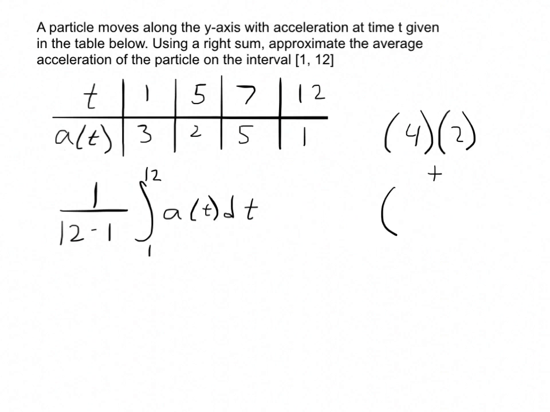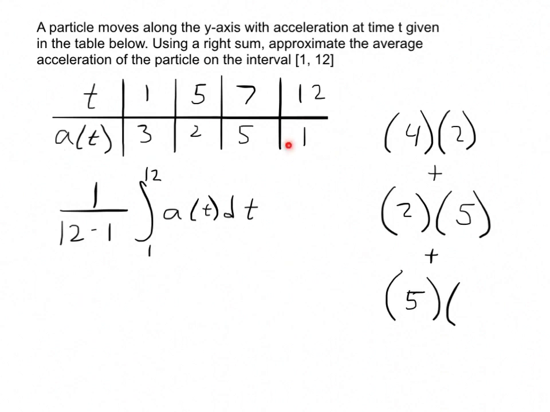The second rectangle is going from 5 to 7. From 5 to 7 is 2 units wide. And how tall is that rectangle? Well, from 5 to 7, I'm using the right side as the height, so that would be 5 for the height. And then the last rectangle goes from 7 to 12. That means it's 5 units wide. And its height is the right side, which is 1.